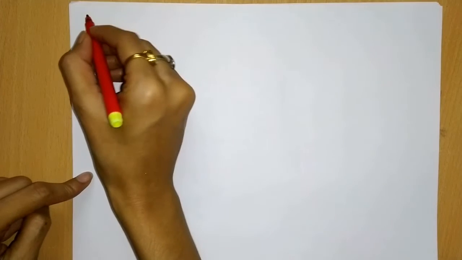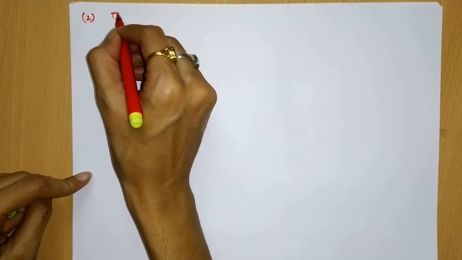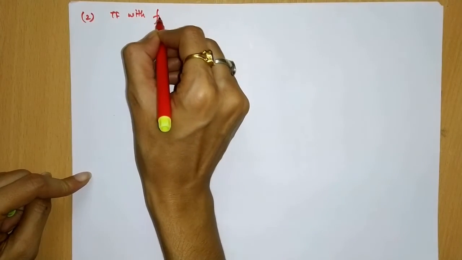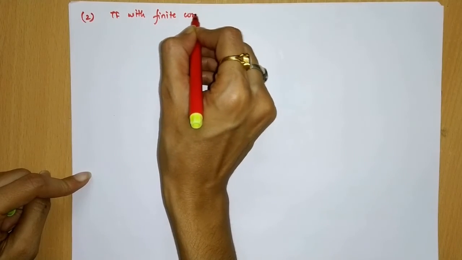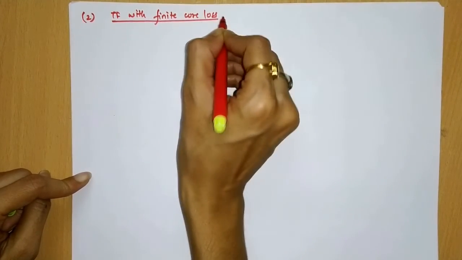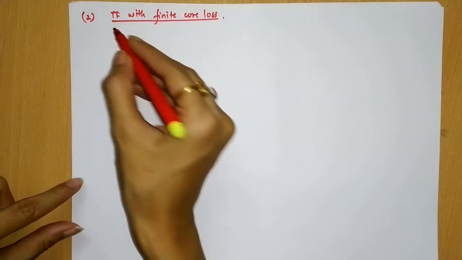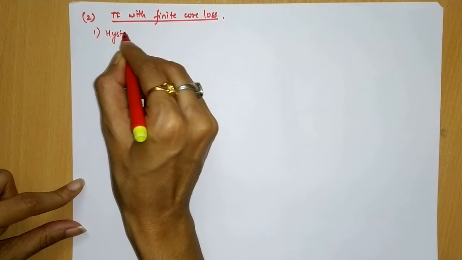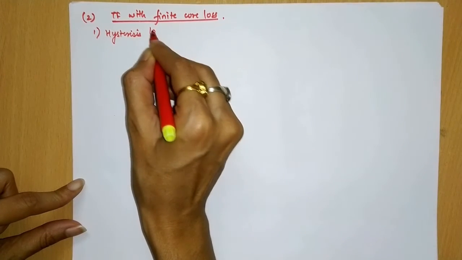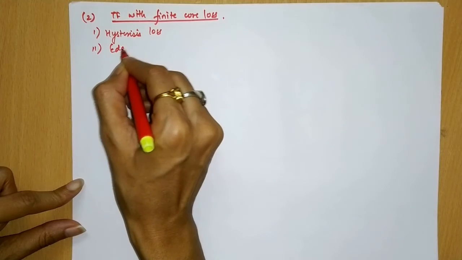Next, let us see case 2. Transformer with finite core loss. Core loss, also known as iron loss. Whenever magnetic material is excited using an alternating current source, then two losses can be observed inside the transformer core. First is hysteresis loss and the second is eddy current loss.